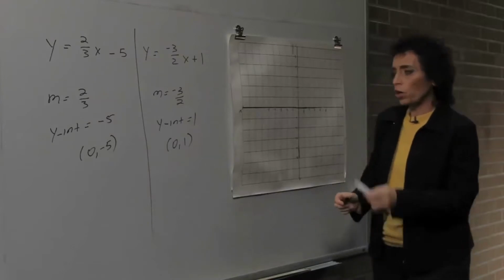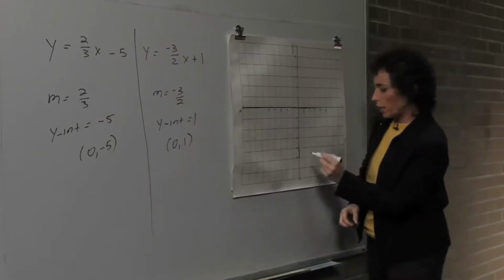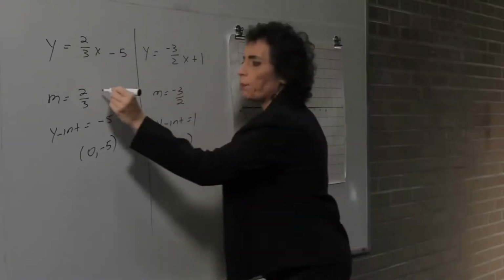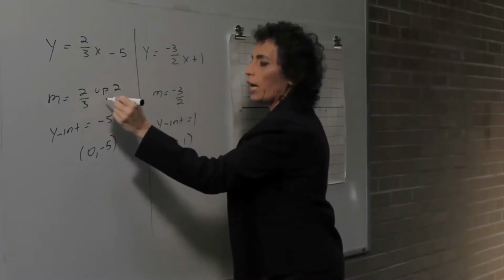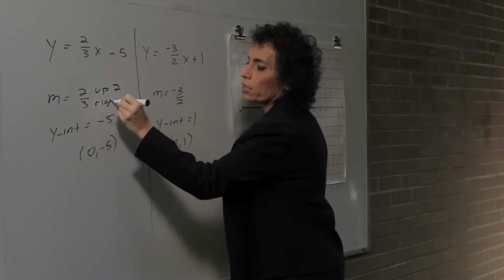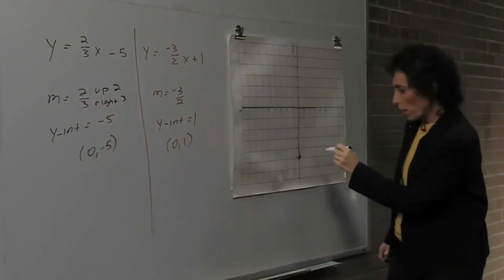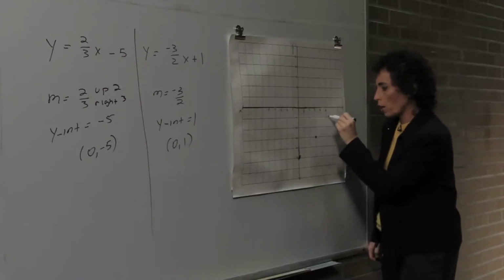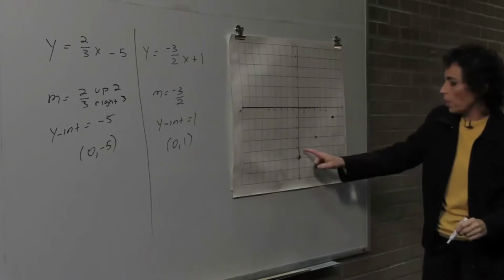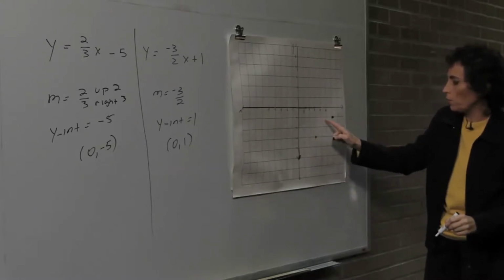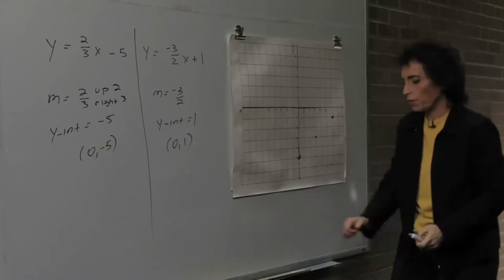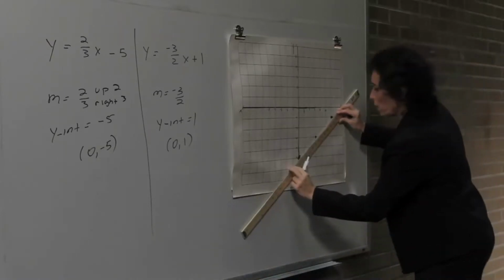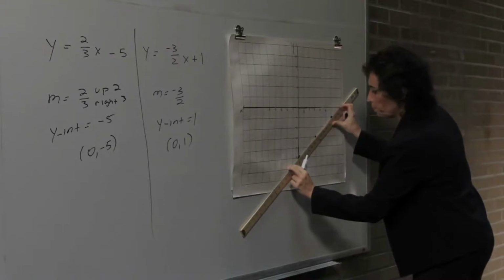All right, here we go. Let's graph that first one. All right, (0, -5), that's right here. And a slope of 2/3. That means up 2 and to the right 3. Up to the right 3. Just making sure my eyes didn't deceive me there. Okay, I'm going to make a line through these collinear points.